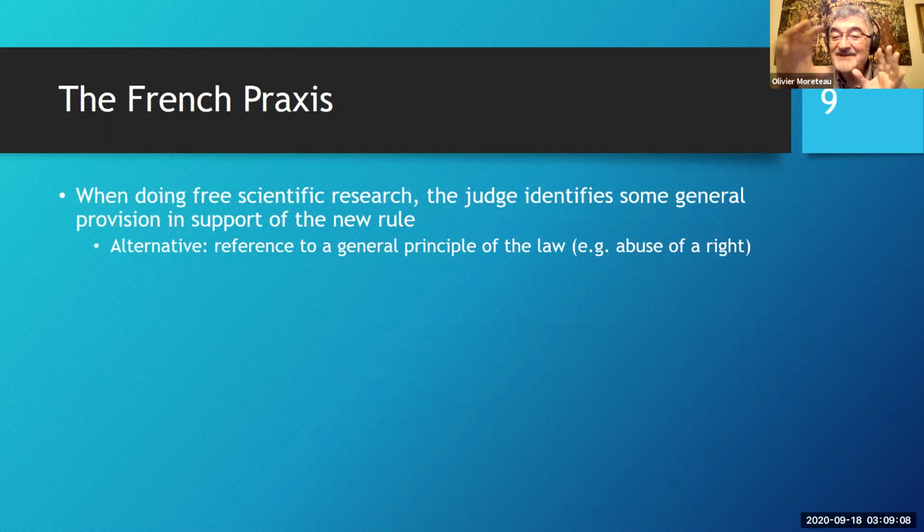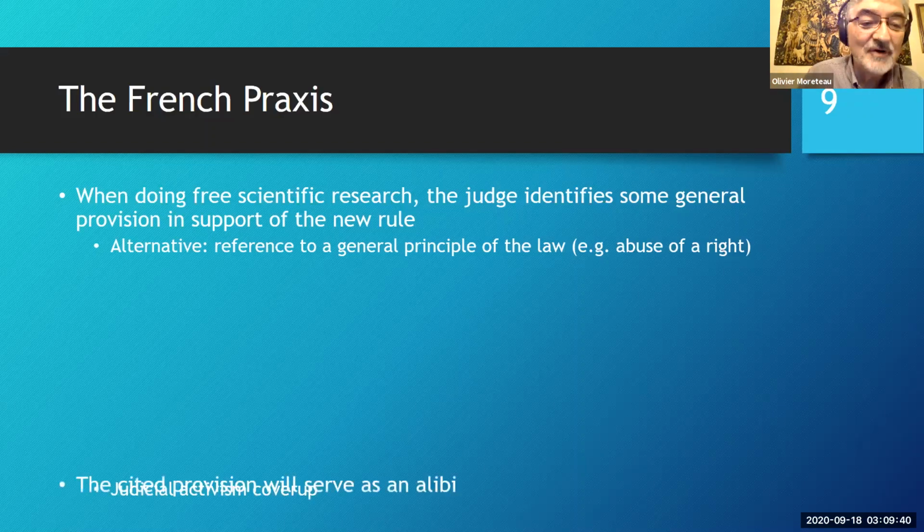Always try to find something in the code that may serve as a support to your creative doctrine that you try to push through based on the objective analysis inspired by Geny, okay? If you don't find such an article, you have nonetheless an alternative. You may find a general principle of the law, like the idea of abuse of a right, that has been convenient, okay, to fill one of the gaps in the civil code.